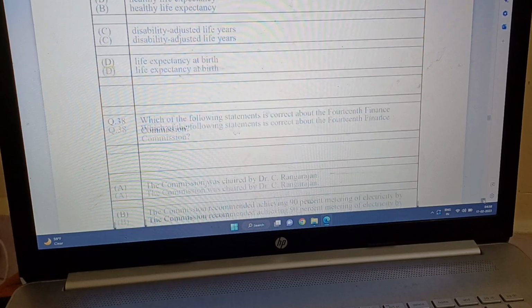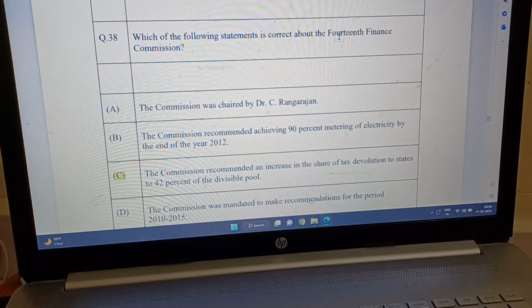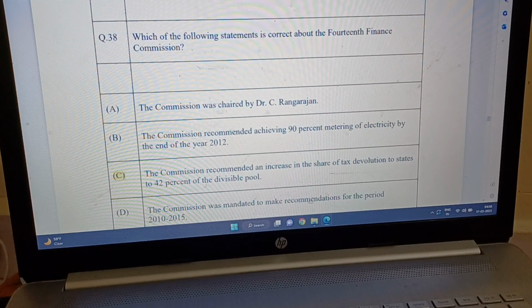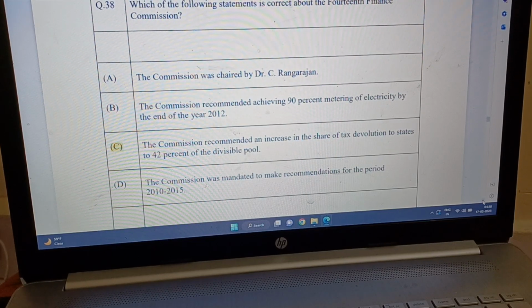Now, question number 38. It says, which of the following statements is correct about the 14th Finance Commission? Oh, okay, it is the 14th Finance Commission. The commission was chaired by Dr. C. Rangarajan. No, this is not correct. It was chaired by Dr. Y.V. Reddy, Y. Venugopal Reddy.